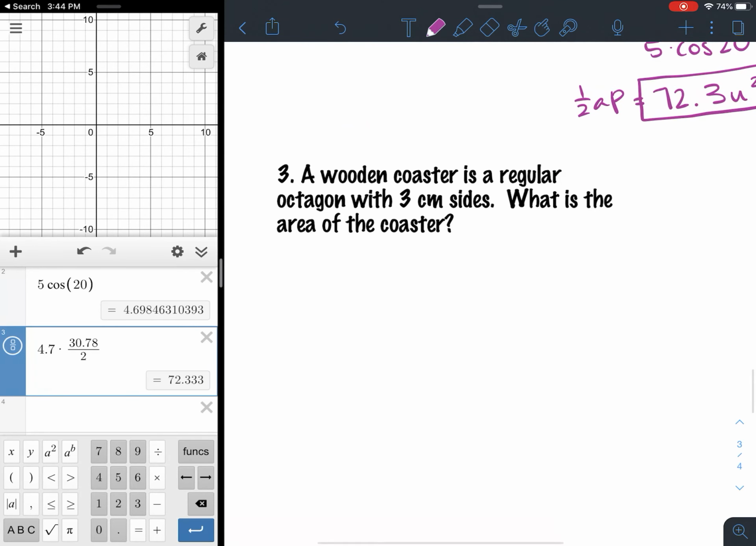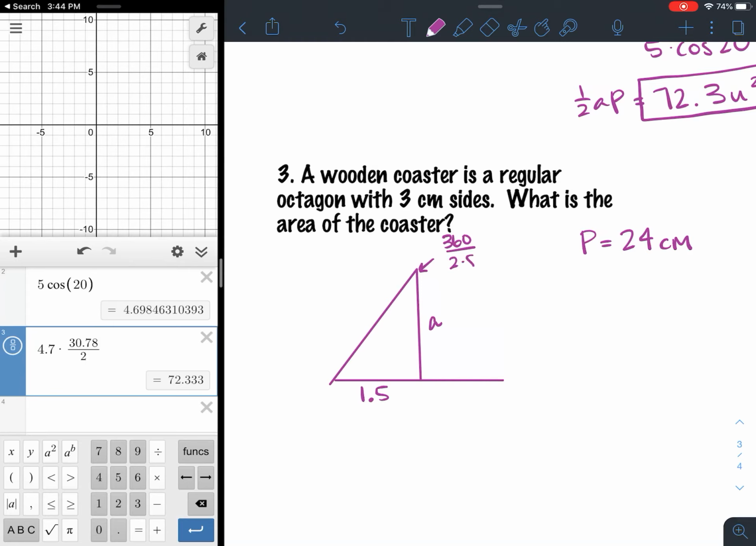And the last one, a wooden coaster has a regular octagon with 3 centimeter sides. So again, don't try to draw out an octagon. So this will be 1.5. If I have 3 centimeter sides for an octagon, 3 times 8 is 24 centimeters for my perimeter. So all I need to find now is my apothem. To find this top angle, I'm going to do 360 divided by 2 times 8. So 360 divided by 16 gives me an angle of 22.5 degrees.